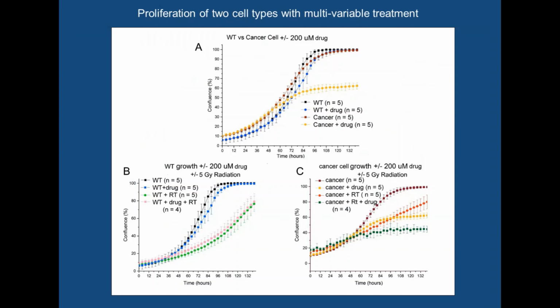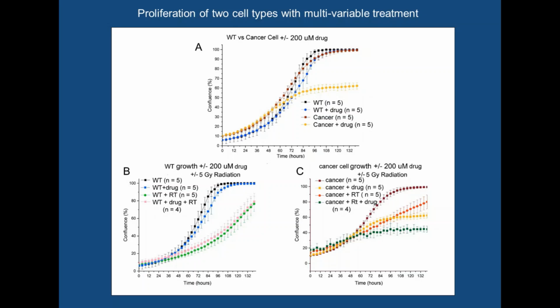Another example of a different type of drug used in these studies, where we have, with the yellow line, cancer cells that have been treated with a certain amount of drug. There's a flattening of that curve, suggesting to us that maybe there's a senescence that's being introduced by this particular drug.